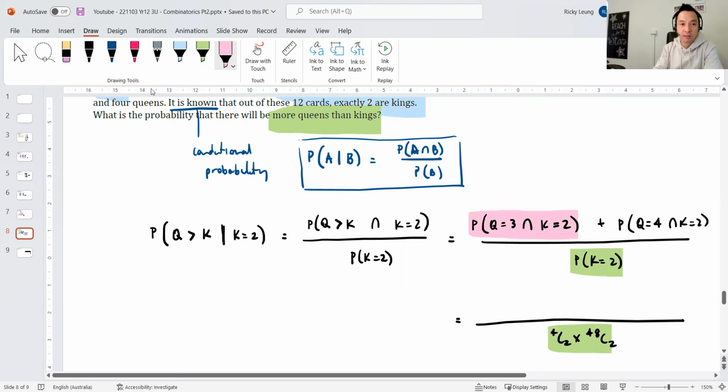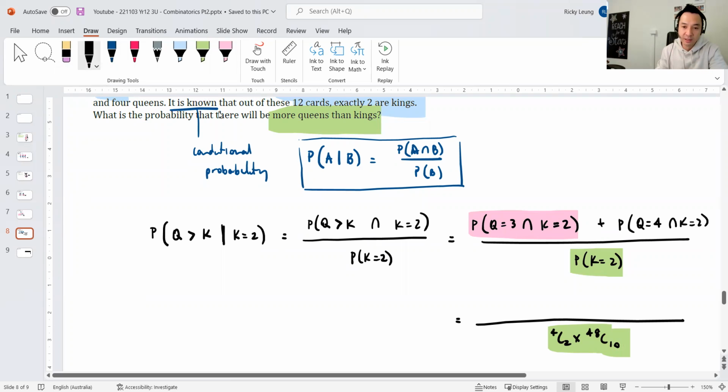Now I want 3 queens, 2 kings. Oh, sorry, that's not true. I thought we were choosing 4, so that should be a 10, yeah? Because I'm choosing 12 cards all up. Now, for this pink part here, I want 3 queens, 2 kings, and 7 others, right?